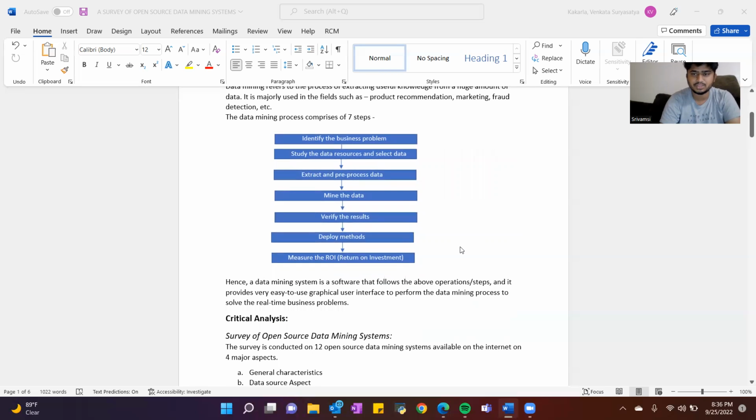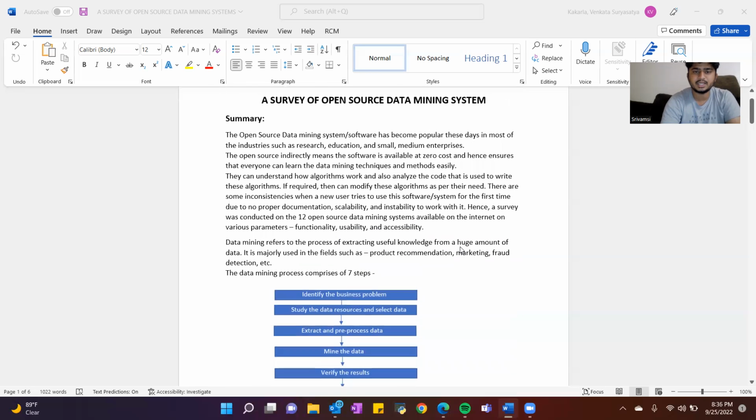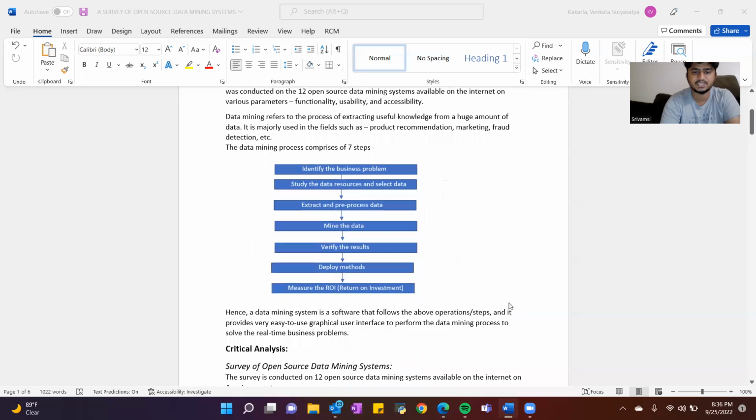Hence a data mining system is software that follows the above operations or steps, and it provides a very easy to use graphical user interface to perform the data mining process to solve real-time business problems. This is the summary. In the summary, the author took 12 open source data mining systems available on the internet to check various parameters like functionality, usability, and accessibility. The data mining process comprises 7 steps, and we have discussed them.